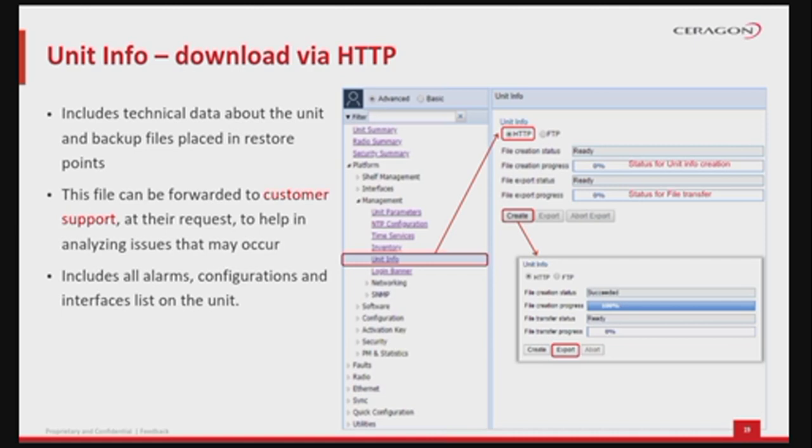First, go to Platform Management, then select Unit Info option. Then, select HTTP. Then, click Create to create the unit information file. To check the file creation status, look at the File Creation Status and File Creation Progress sections. Once succeeded message is shown, click Export. Again, here, to check the file export status, look at the File Export Status and File Export Progress sections.